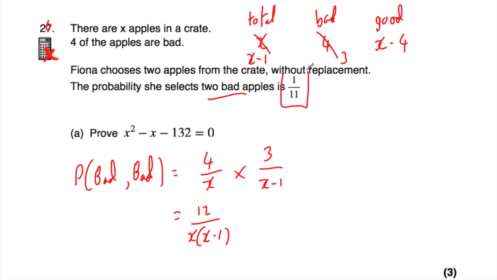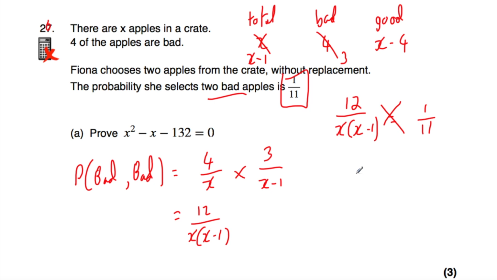But we were told in the question that that's equal to 1/11. So let's put it equal to 1/11. So let's write 12 over X bracket X minus 1 is equal to 1/11, because that's what it tells us in the question. So here we've got a fraction equals a fraction, so we could multiply both sides of this equation by X bracket X minus 1, and also both sides by 11, but I'm going to use cross multiplication. In other words, this numerator times that denominator equals that numerator times that denominator.